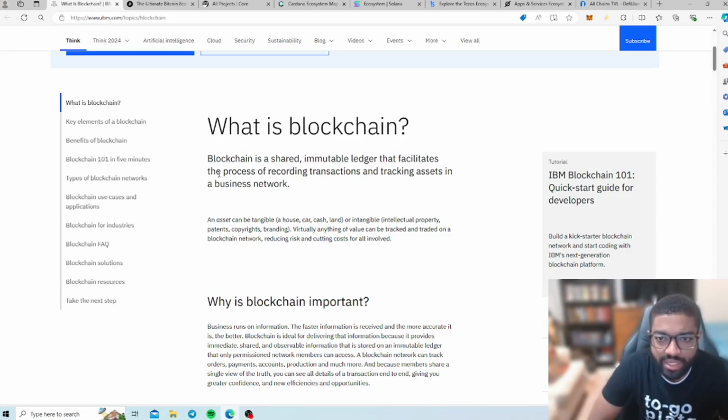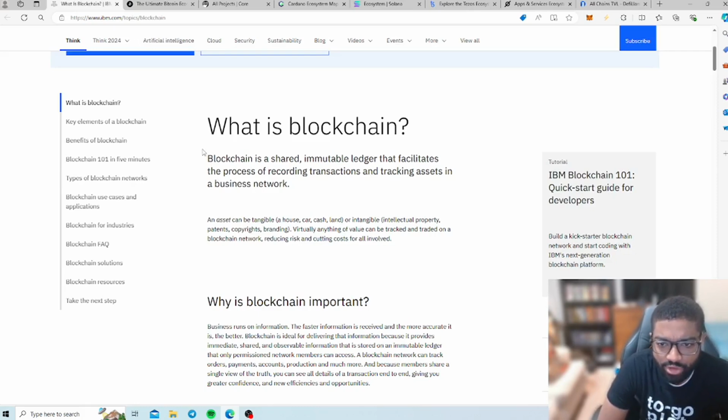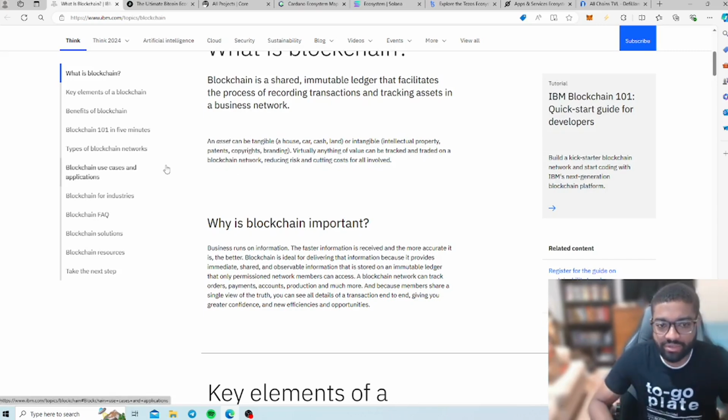Blockchain is a shared immutable ledger that facilitates the process of recording transactions and tracking assets in a business network. An asset can be tangible, a house, car, land, or intangible, intellectual property, copyright, and branding. Virtually anything of value can be tracked and traded on the blockchain network, reducing risk and cost. So you can have an actual technology where you can start owning things digitally, they call it digital DNA, a trackable asset where you can track it offline or online with different Oracle processes. But we're going to keep that for a different slot of this video.